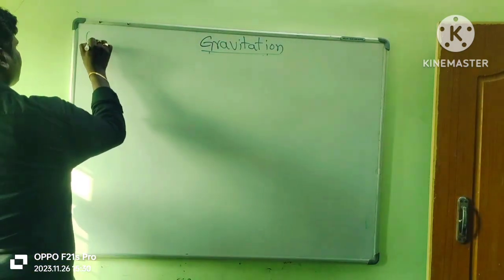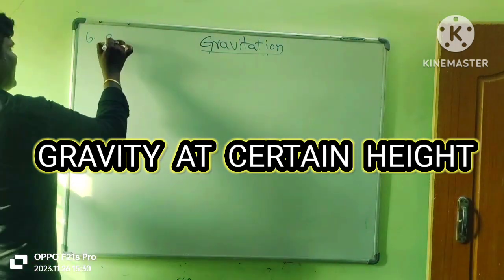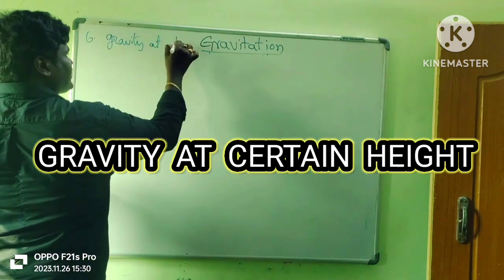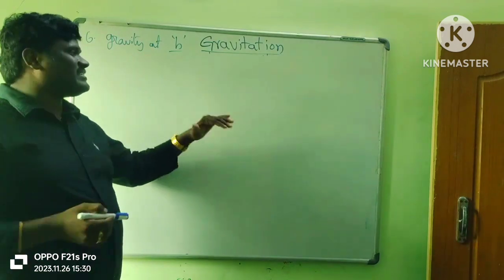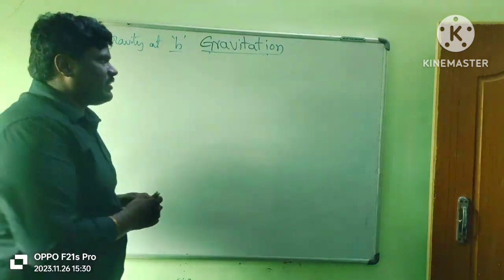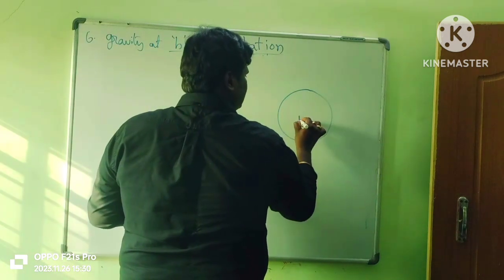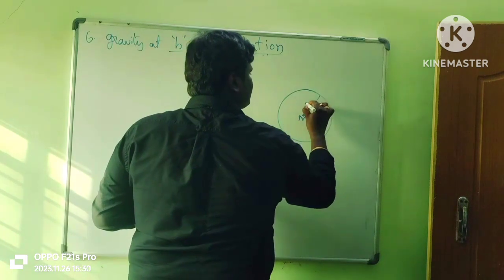Now the sixth question is gravity at certain height. We need to find the gravity at a certain height from the earth surface. Now I am going to consider the earth surface is like this. This is the earth having the mass capital M. From its center it has the radius r.